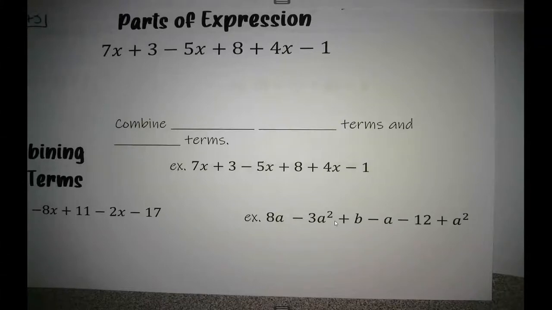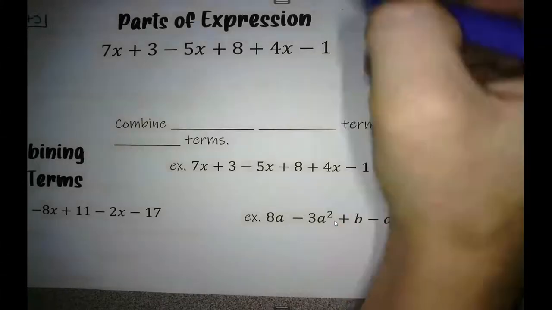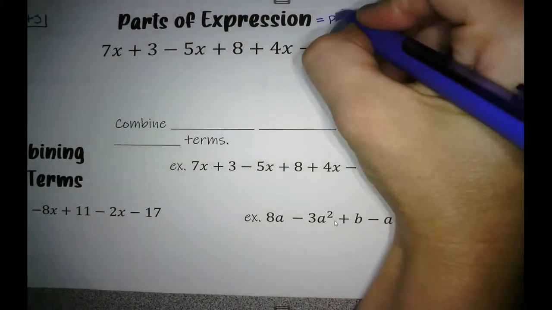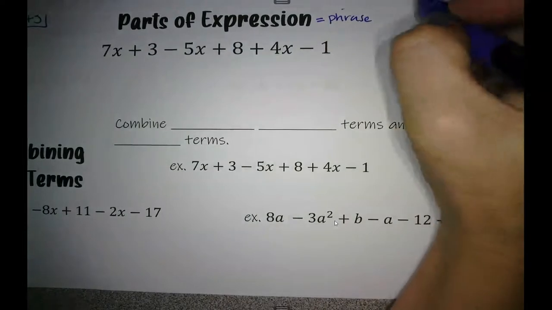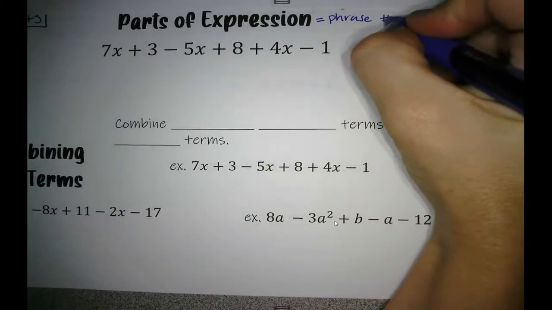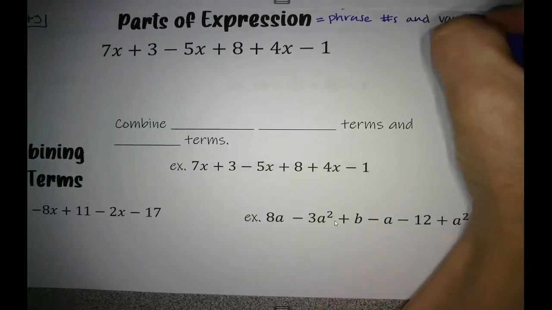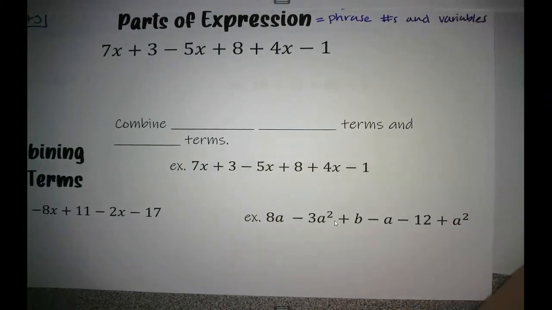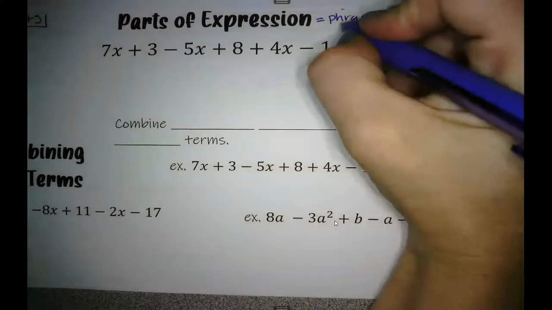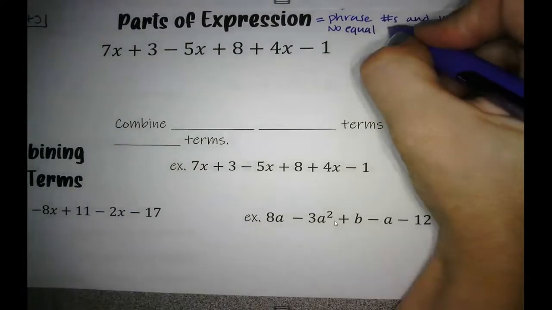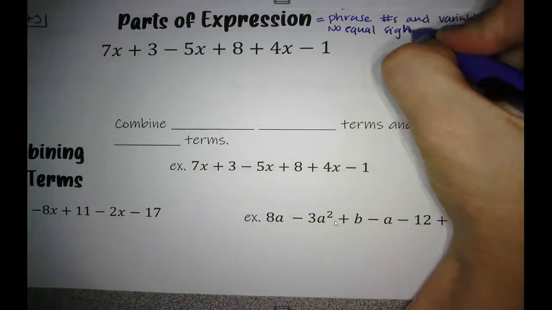Parts of an expression. So first, what is an expression? An expression is just our math phrase. It's a phrase in math that has numbers and variables. And how we know it's an expression is that there's no equal sign. When there's an equal sign, it's called something different. Sign, not psi.